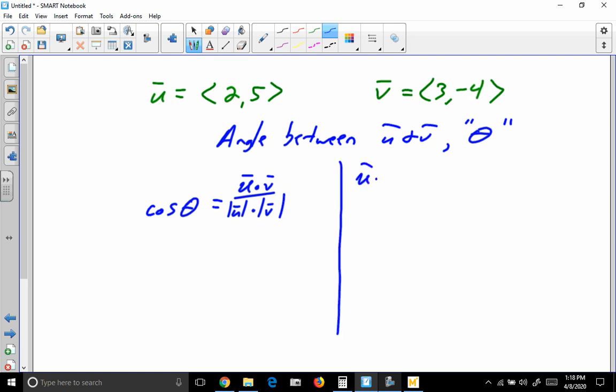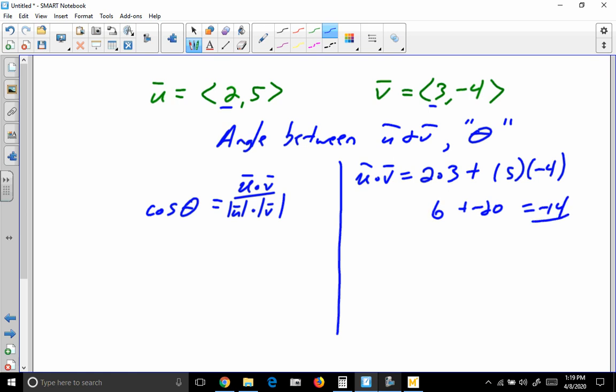So if we do u dot v, remember we multiply the x components, so 2 times 3. We multiply the y components, 5 times -4, and we add them together. So 2 times 3 plus 5 times -4. So that's 6 plus negative 20, which is negative 14. So that's their dot product.